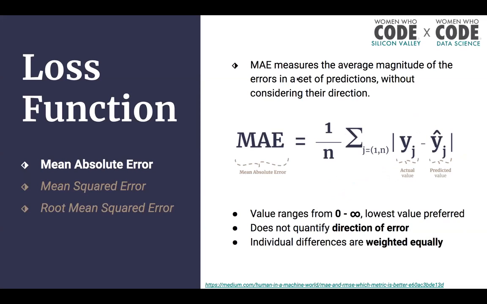So it's the average magnitude of errors in a set of predictions. From the looks of it, this value cannot be negative, so it ranges from 0 to infinity. Minimizing the loss is our goal, so the lowest value is preferred. This does not quantify the direction of error, as we saw, and each individual data point is weighted equally.